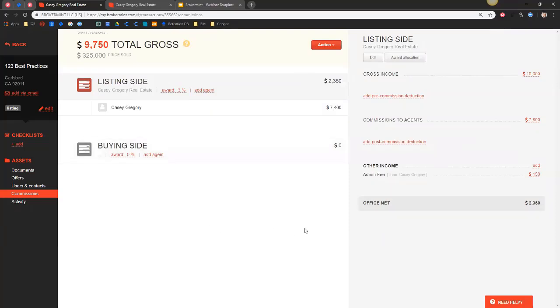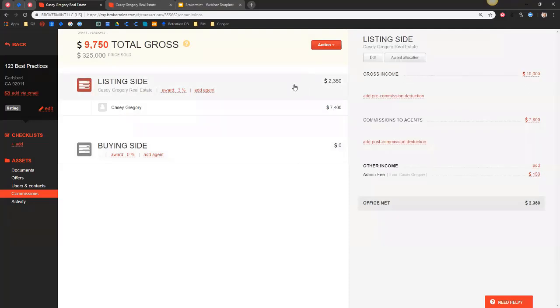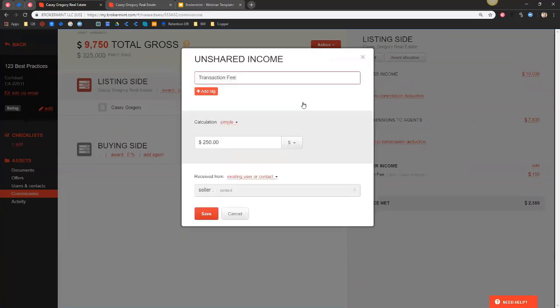So that 20% isn't necessarily going to line up with the agent's commission plan. So we can't create that as shared income. So our best practice for that scenario would be to go ahead and add that additional income as unshared. And let's go ahead and just look at your scenario. Exactly. So we have a BPO fee.